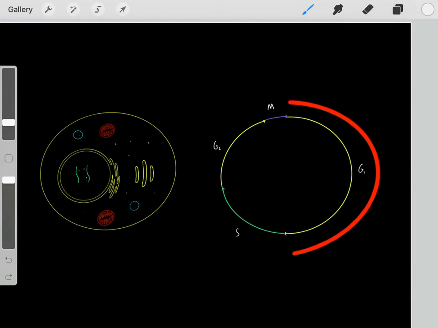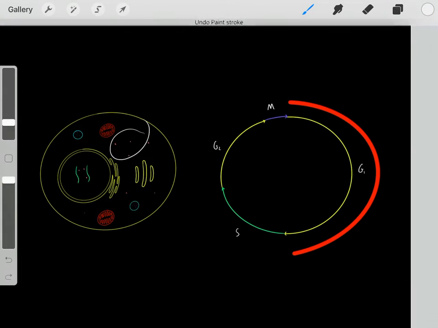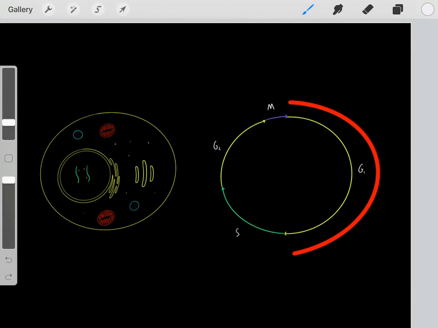And during the G1 phase, the cell is growing. And as it's growing, it creates new organelles. It's making more organelles, and also making the endoplasmic reticulum larger. And it's also expressing lots of proteins and enzymes. For example, it's expressing proteins and enzymes that prepare the cell for the S phase.